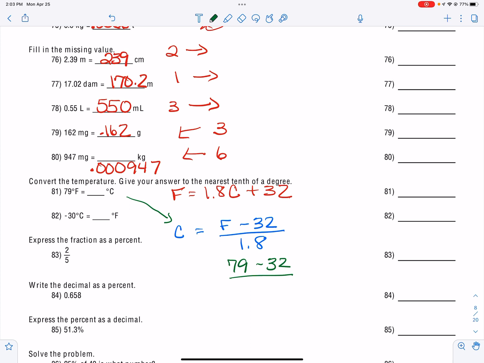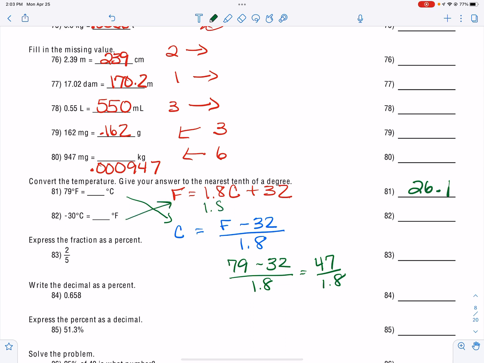hit equals or put that in parentheses, and then divide it by 1.8. So that gives me 47 divided by 1.8. And we would just round it to 1 decimal place. And so this is number 81, which would be 26.1 degrees Celsius.